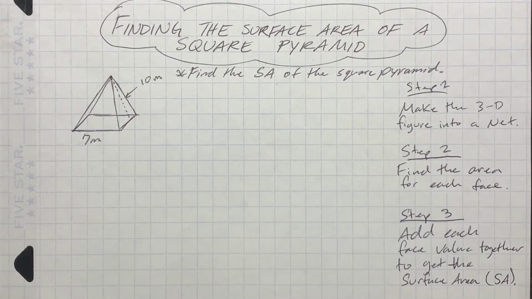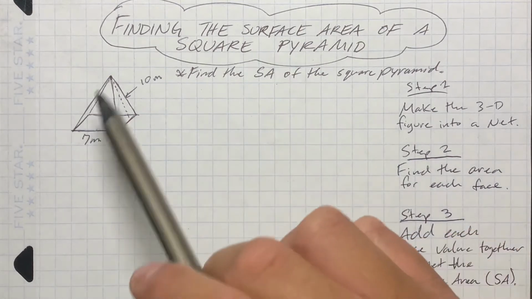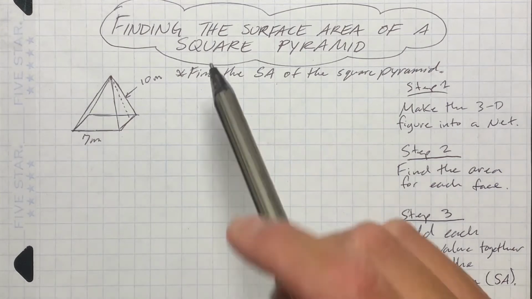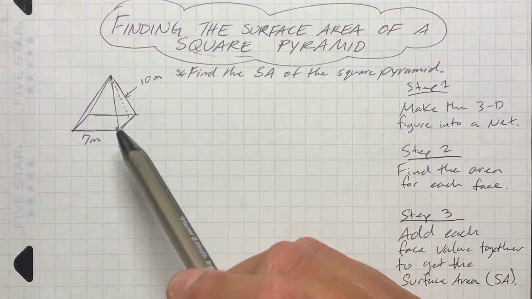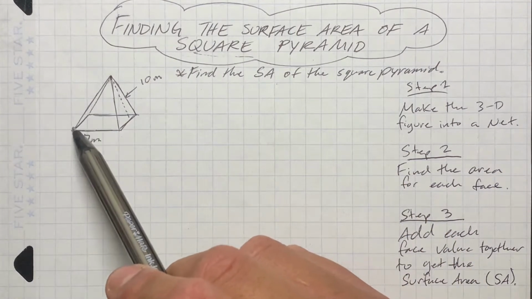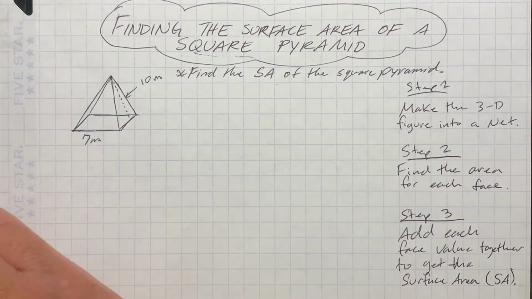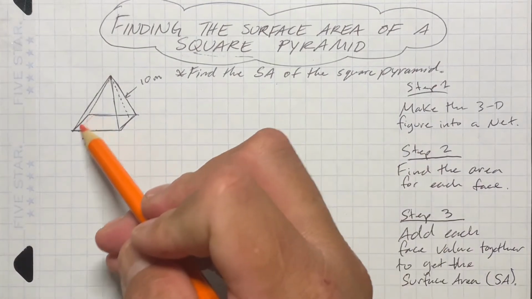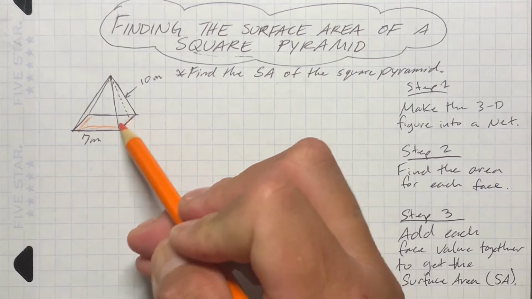Now we're going to find the surface area of a square pyramid. Again, it is a pyramid. The type of pyramid, though, is a square pyramid, because if you look at the base, you have a square. And I'm going to color that square base. We'll color it orange.